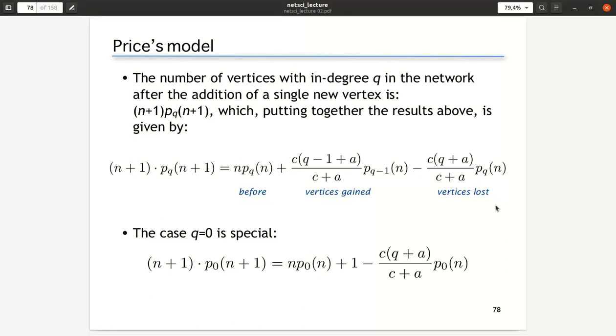Now q equal to 0 is a special case, and it's written here. So some part of the equation gets simplified. Instead of this complicated expression, we have only 1 here as a number. All the rest is the same.